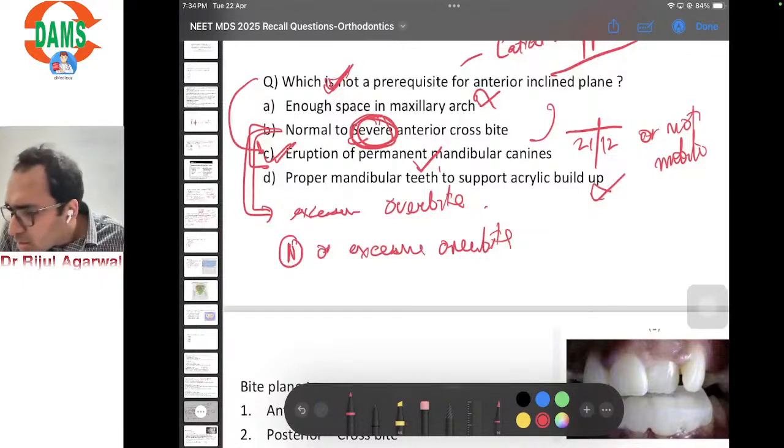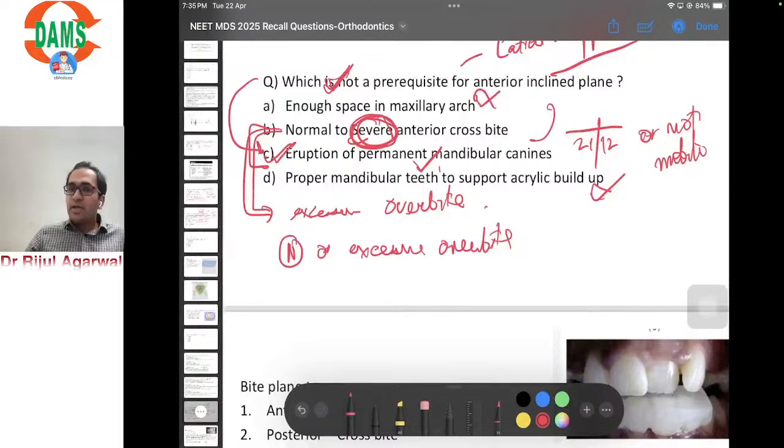Next, is excessive overbite a prerequisite? The question was whether it is a prerequisite, meaning a criterion, for giving a Catalan appliance. If there is excessive overbite, we can give an anterior inclined plane or Catalan appliance. We don't have to worry about it. Eruption of permanent mandibular canines is not a criterion either, it's not necessary to check before planning a Catalan appliance. I hope the language of the question is clear to you.